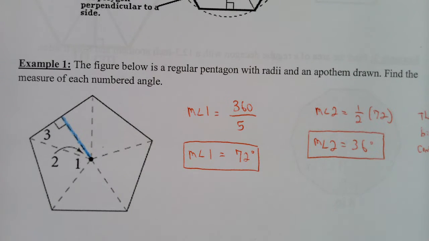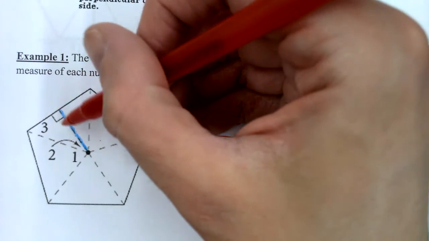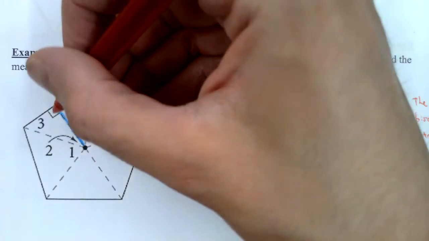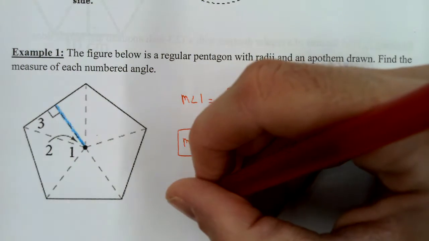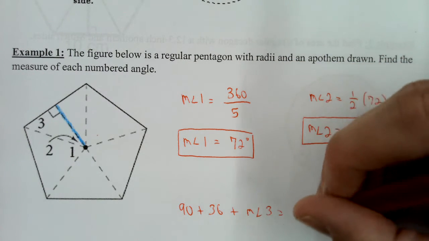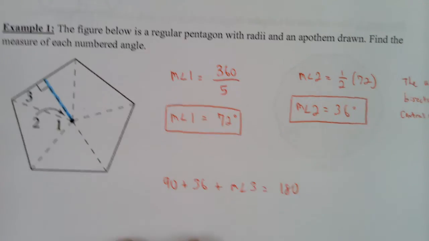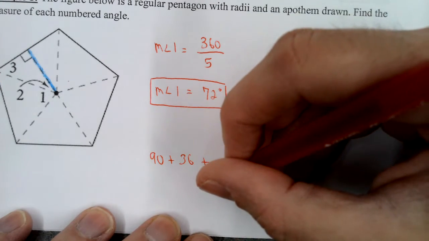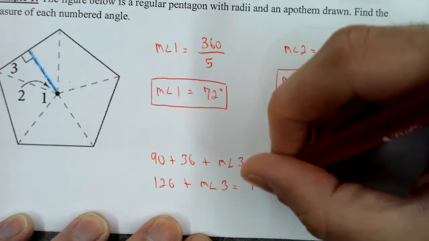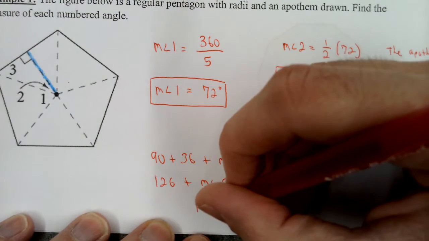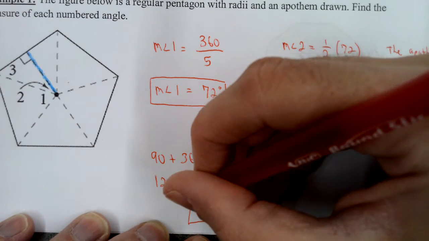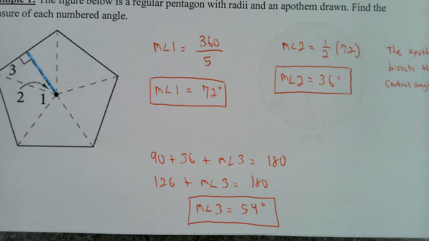Now to get the measure of angle 3, we have a triangle, and you should know all the angles in the triangle add up to 180. So I'm going to say that 90 plus 36, because we just found out that angle 2 is 36, plus the measure of angle 3 equals 180. That means the measure of angle 3 equals 54 degrees. Notice how I'm writing my answers. I'm saying measure of angle 1 equals, measure of angle 2 equals, measure of angle 3 equals.